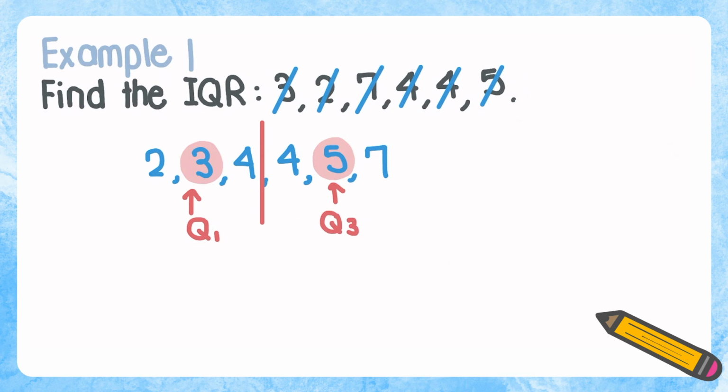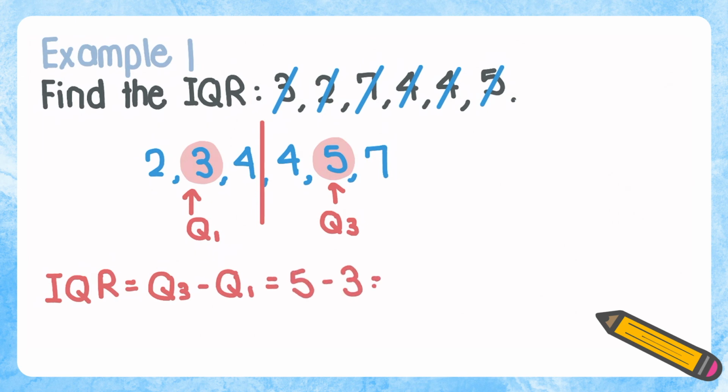So I have my first and third quartiles, and the interquartile range is simply the third quartile minus the first quartile, so 5 minus 3, which equals 2. So my IQR is 2.